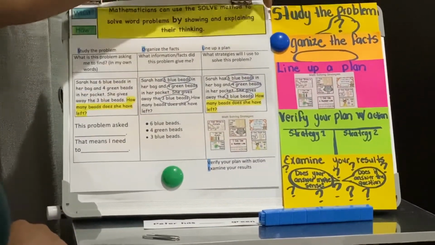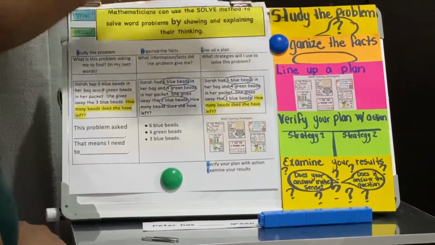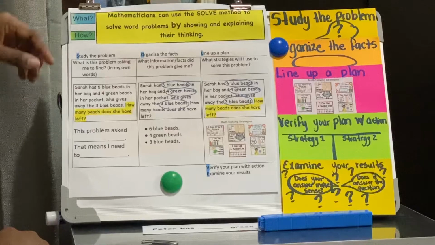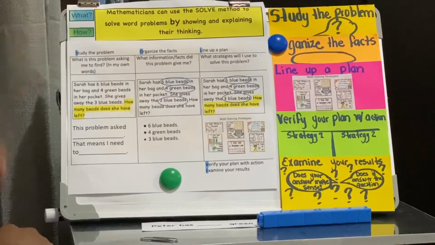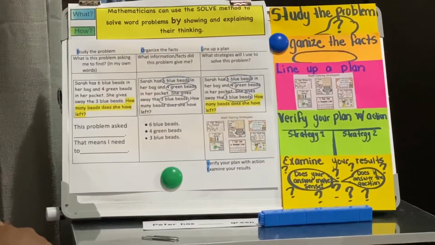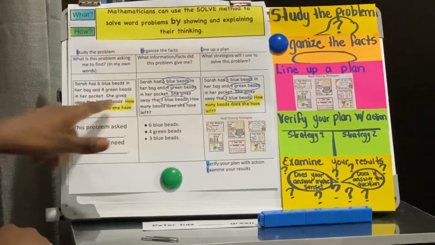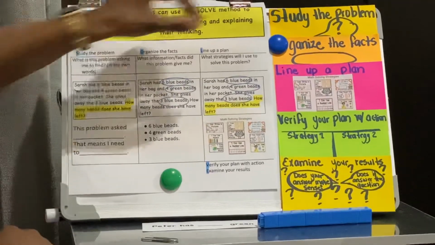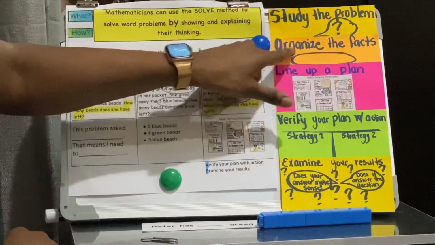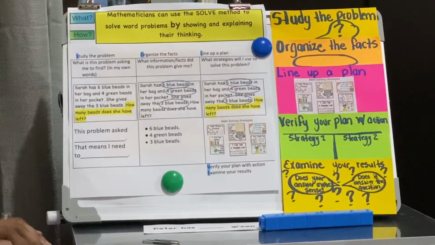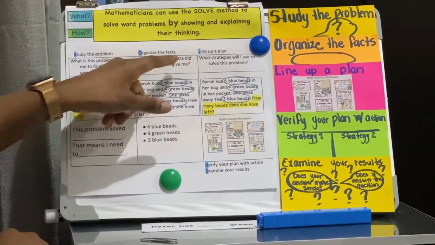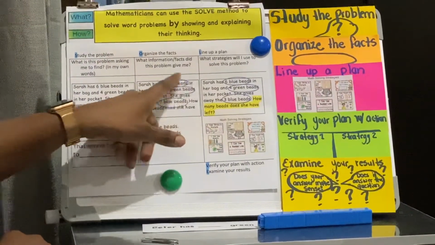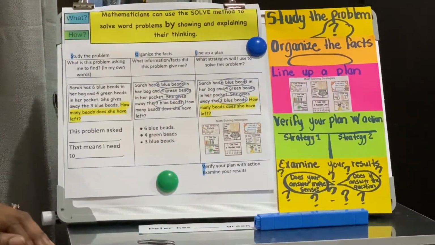So the first step is going to be to study the problem. As we study the problem, ask yourself, what is this problem asking me to find? Try to say it in your own words. And don't forget to underline the question. Step 2. We are going to organize the facts. What information, what facts did this problem give me? And we're going to circle the important facts.